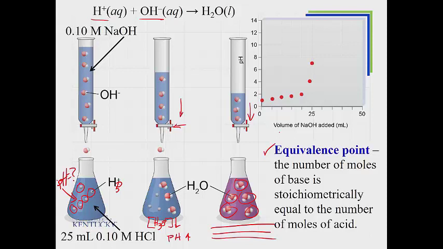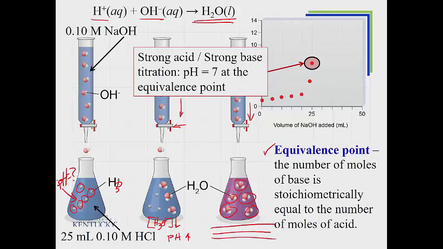equivalence point. When the acid is strong and the base is strong, what have we produced at the equivalence point? Water. And what is the pH at the equivalence point? It's 7. And that will always be the case. At the equivalence point, the pH will be 7 if you're titrating a strong acid and a strong base together.